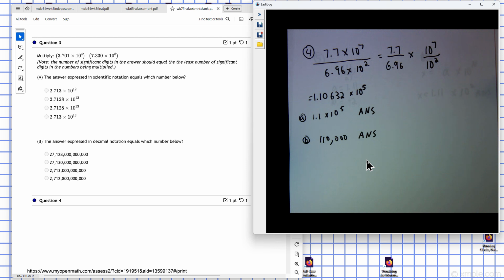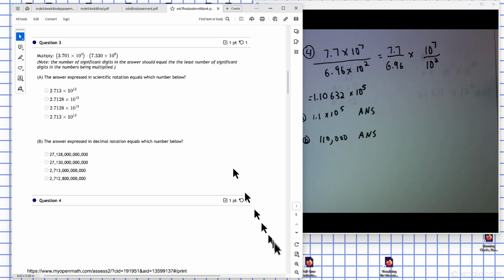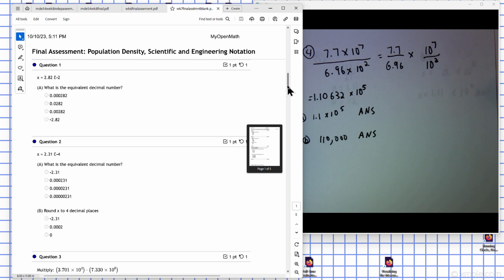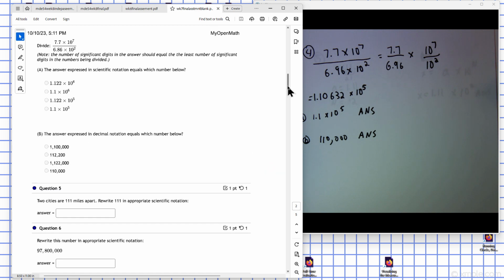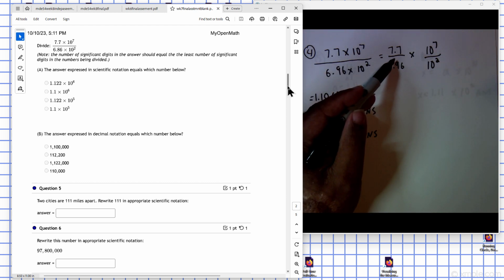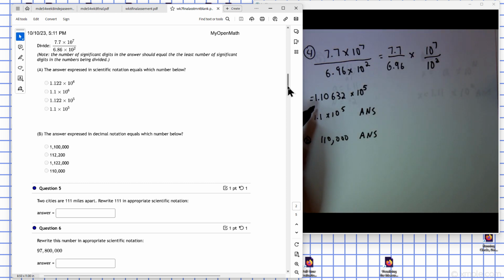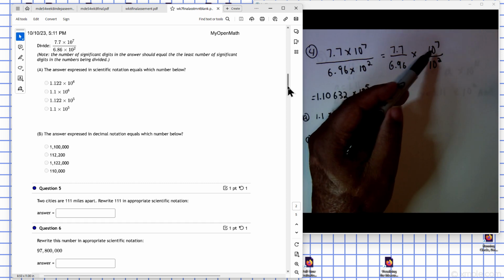Number 4. We're dividing here. Least number of significant digits is 2. So I'll finish with 2 significant digits there. So I rewrote this here, the powers of 10. I divide here, and that's what I get when I divide it. And when I divide this, I get 10 to the fifth.